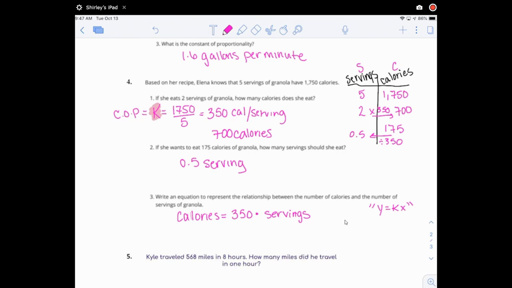So your equation just means shorten all that. I don't want to use all of those words and all of those letters. I'm going to use the letter C for calories. 350 is my constant of proportionality, and I'm going to use the letter S.